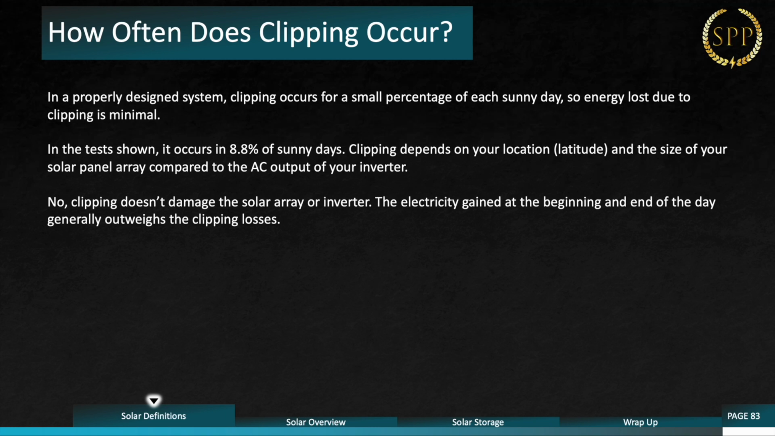So the electricity gained at the beginning and the end of the day generally outweighs the clipping losses. So even though it can happen, doesn't mean it's going to completely destroy a customer's production. If it's improperly designed, that can cause a big problem with the customers. So when reviewing these solar proposals, it's making sure that the right size inverter is put together with the right size system.